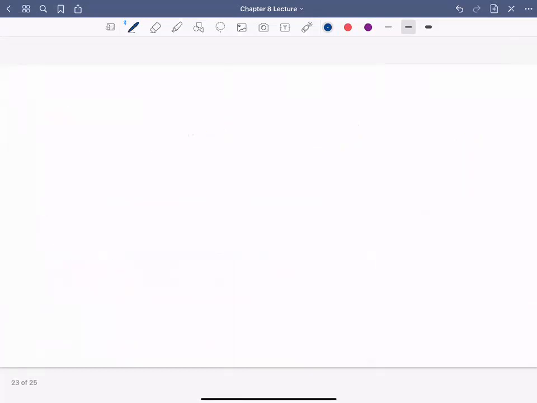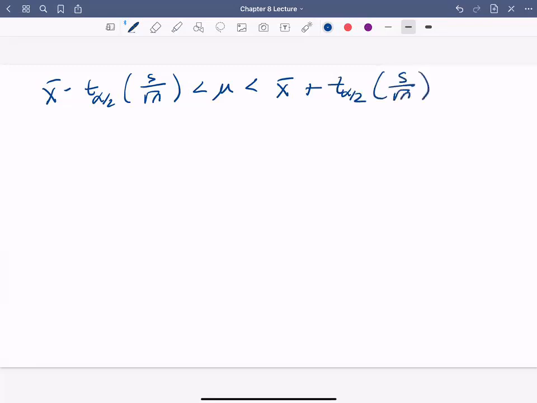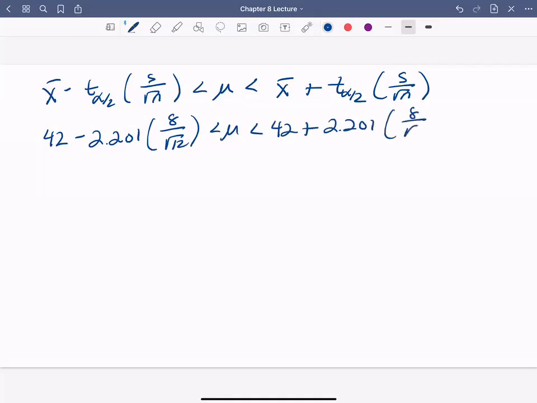There we go. So we have x bar minus t sub alpha over 2 times s over the square root of n, less than mu, less than x bar plus t sub alpha over 2 times s over the square root of n. Substitute my values: 42 minus 2.201 times 8 over the square root of 12, less than mu, less than 42 plus 2.201 times 8 over the square root of 12.